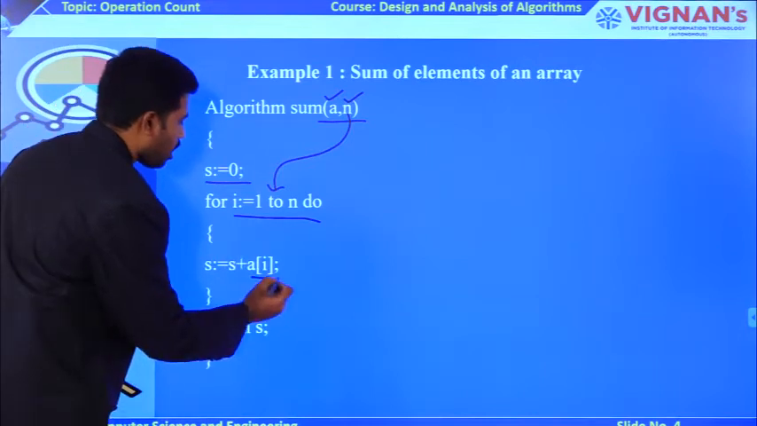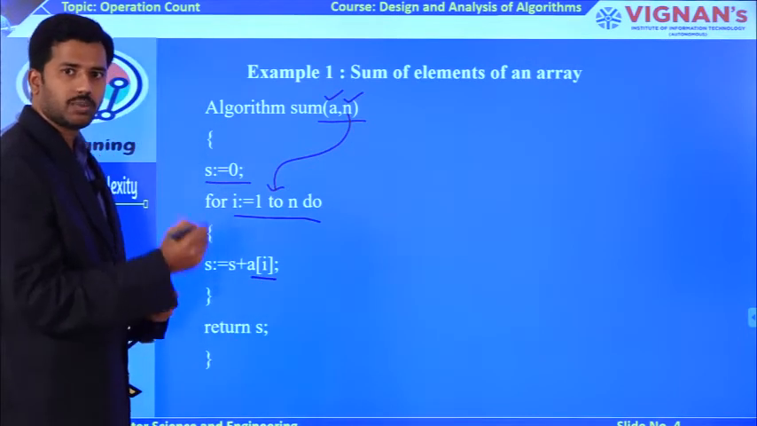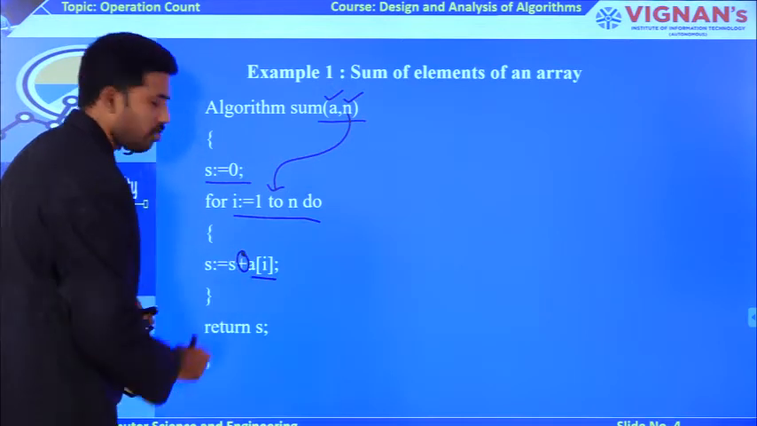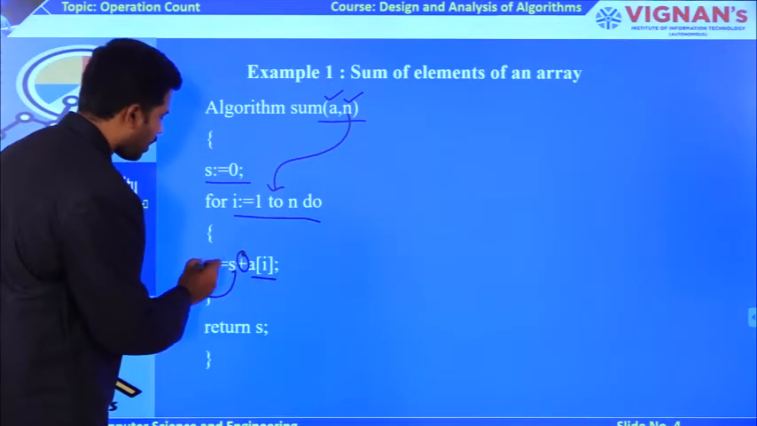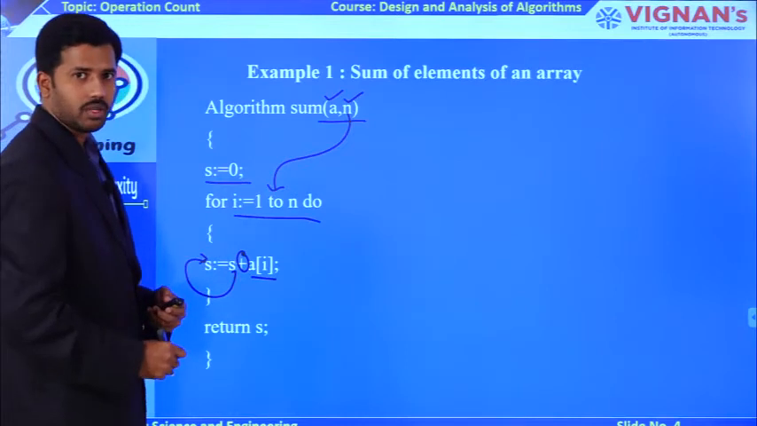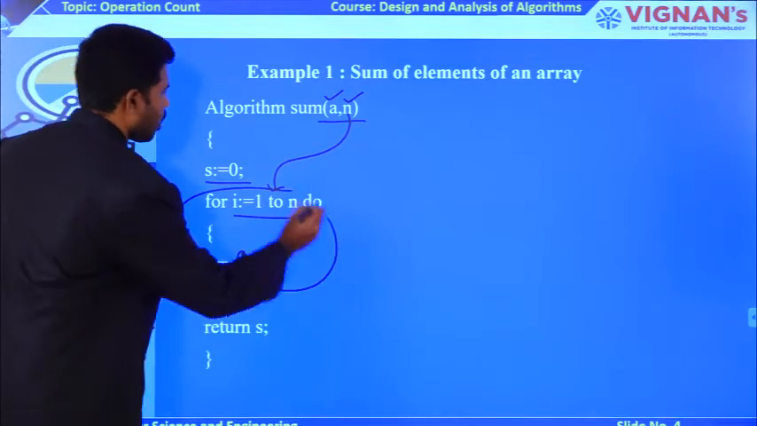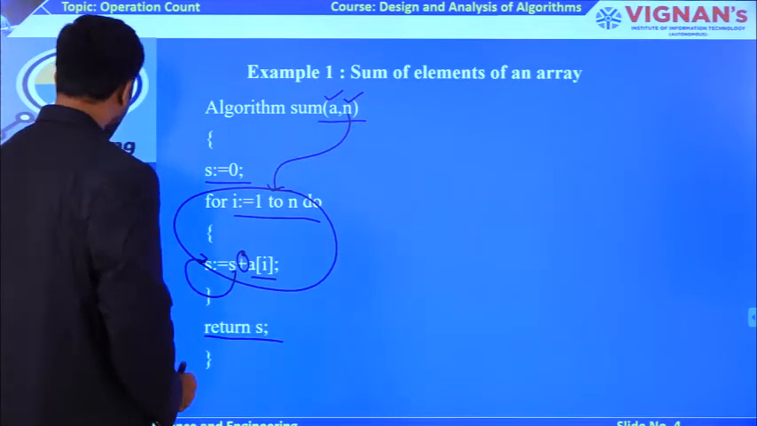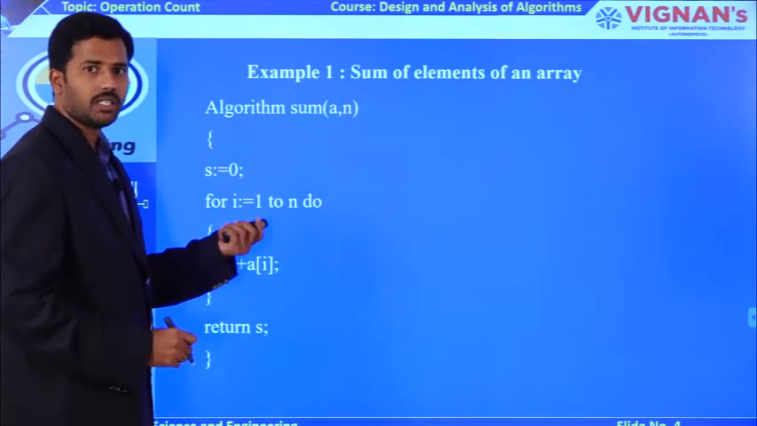For every iteration I can get the corresponding index element, and with that element I perform my addition operation so that I can update my S value. After complete execution of this for loop, I return my result. That is the main theme of this algorithm. This one is very well known to you.